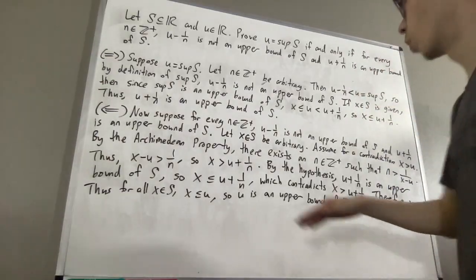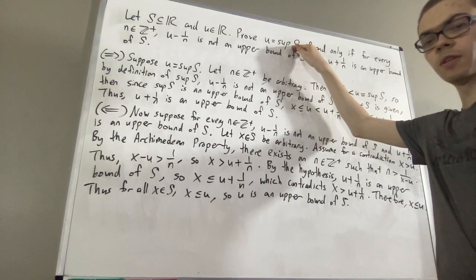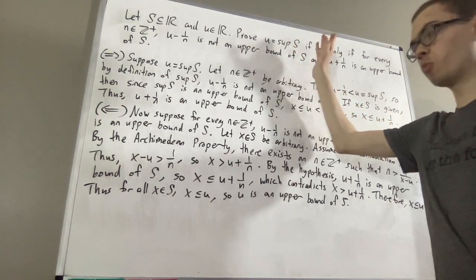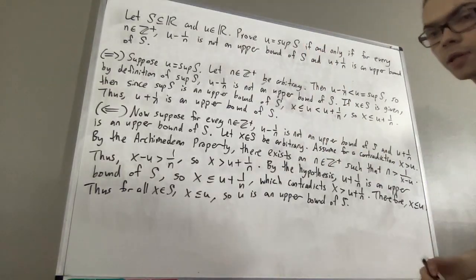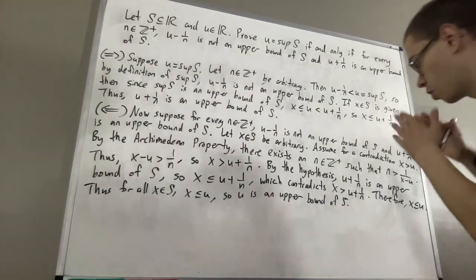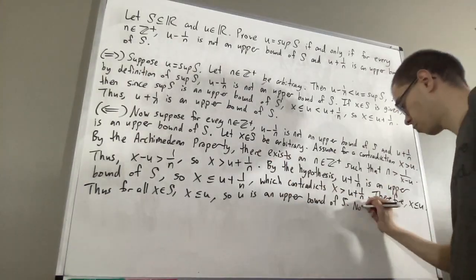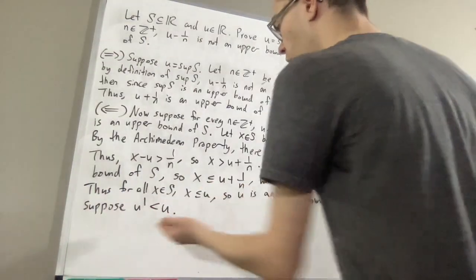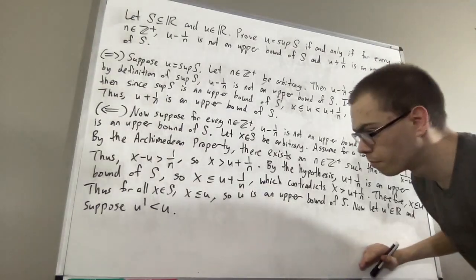Now, we want to show u is the supremum of S. The next step is to show, given any real number u prime, if u prime is less than u, then u prime is not an upper bound of S. So, let's give ourselves an arbitrary real number u prime less than u. We're trying to show u prime is not an upper bound of S.